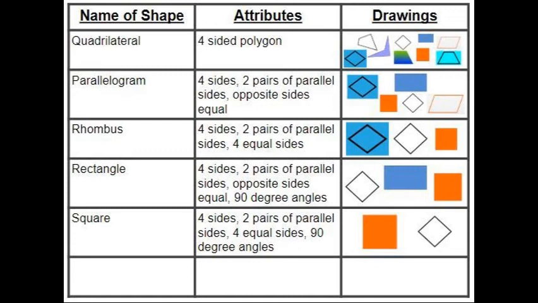Okay, we are getting so close to being done with our chart. Notice squares are so specific. I only could think of two pictures to draw. They have four sides, two pairs of parallel sides, four equal sides, and 90-degree angles. Wow, you have to be pretty specific to be a square. Take time to fill out the chart before we move on to our last shape.